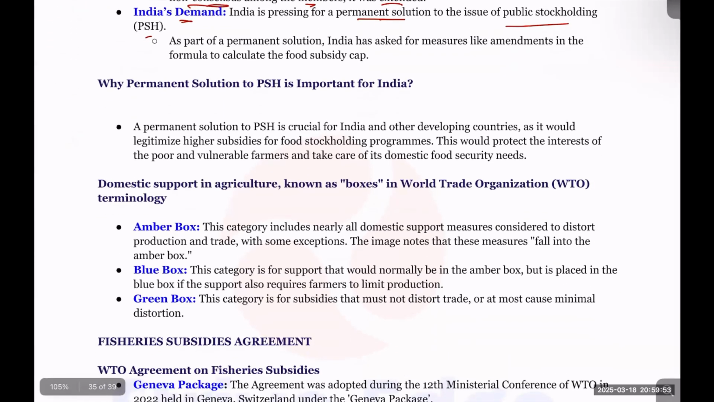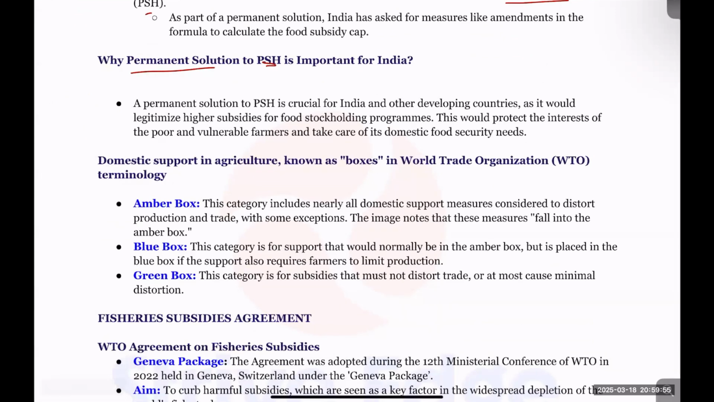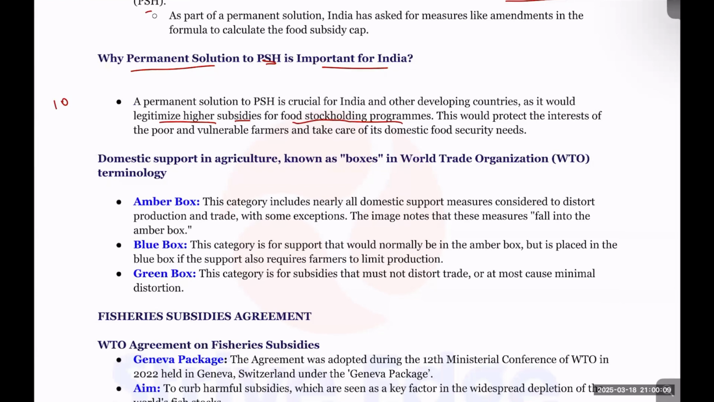Now the next thing is why a permanent solution to public stockholding is important for India. A permanent solution is crucial for India and other developing countries, as it would legitimize higher subsidies for food stockholding programs. I told you that the 10% subsidy is on the benchmark of 1986. But India wants to give more subsidies, so it should be according to 2024 or the latest data, so that higher subsidies can be given to the farmers of India.